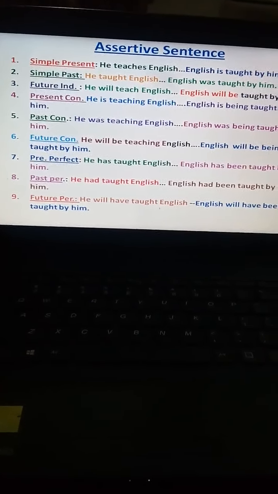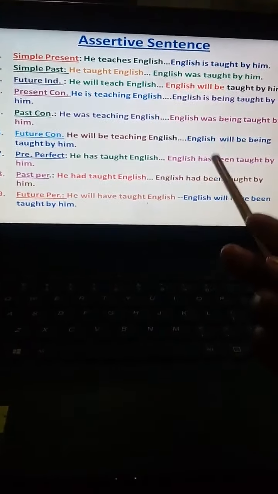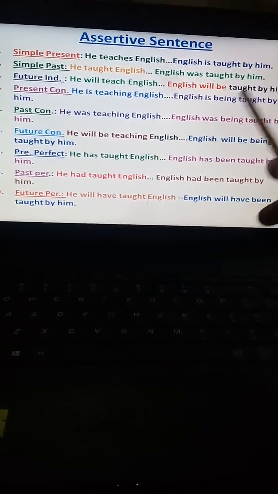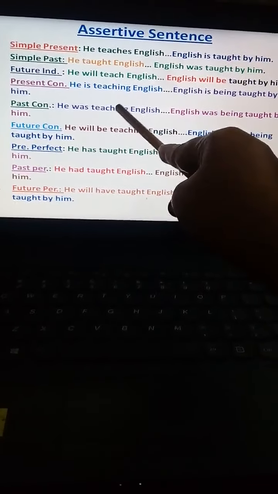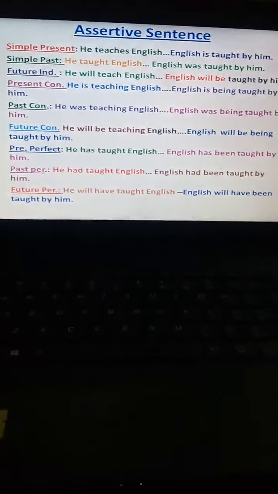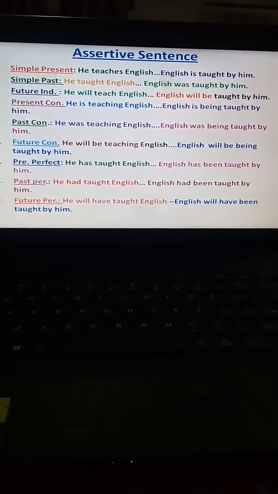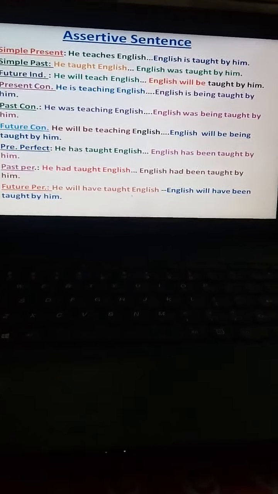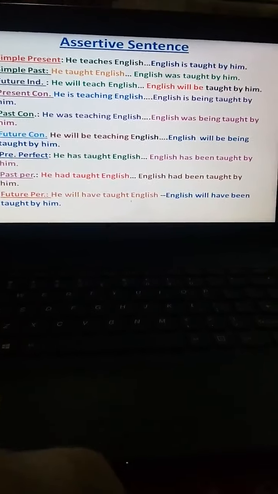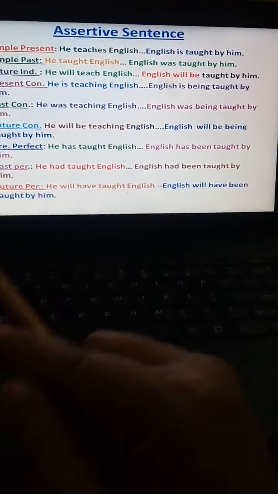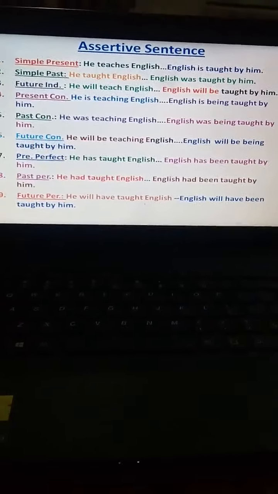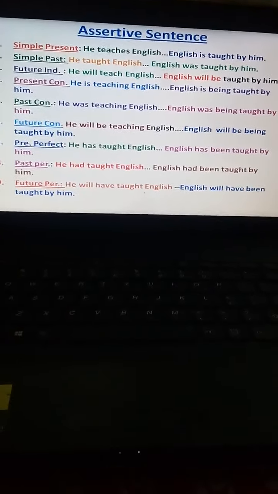In past continuous tense, I have written he was teaching English. English was being taught by him. Again, I have used being because ing is used here. And in the future continuous tense, he will be teaching English. English will be being taught by him. That means being, B-E-I-N-G, this being is always used in the continuous tenses in the passive form.